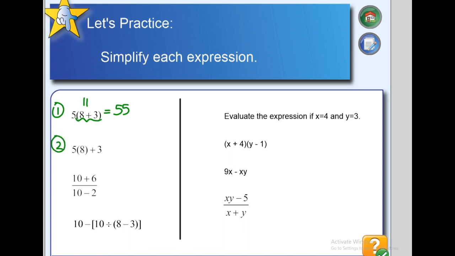Look at number 2. What should we do first? Well, there's not really math, numbers, and operators in my parentheses.